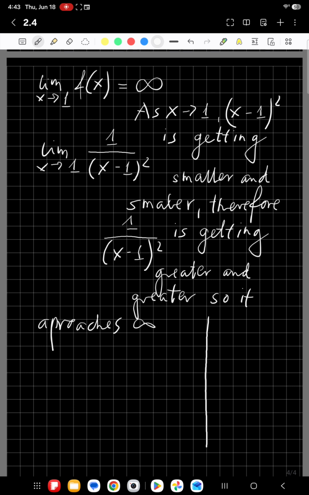So let's quickly look at the graph. Here's our asymptote at 1, which is supposed to be a dashed line, and then the graph will be here. It's just 1 over x squared, but shifted to the right by 1. All right, so that's the graph of the function.